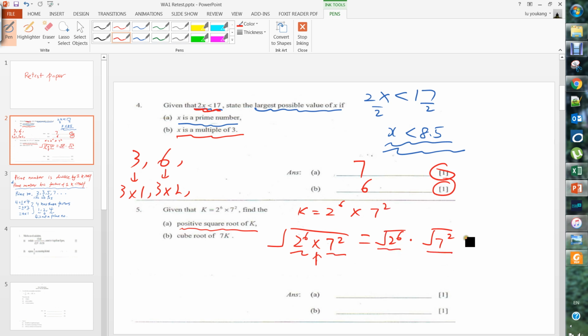Okay, next, what do you get? You square root this, you get 2 to the power of 3, and this you get 7. So therefore the answer is 2 to the power of 3 is 8, so 8 times 7 is 56. So the answer should be 56.